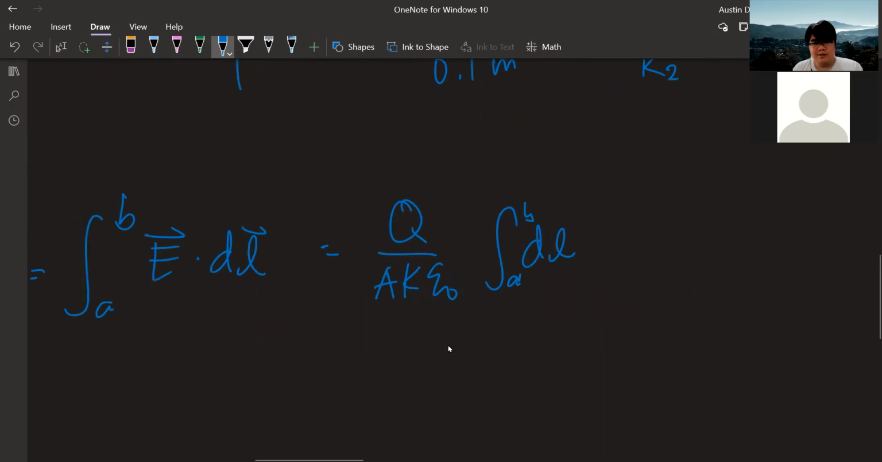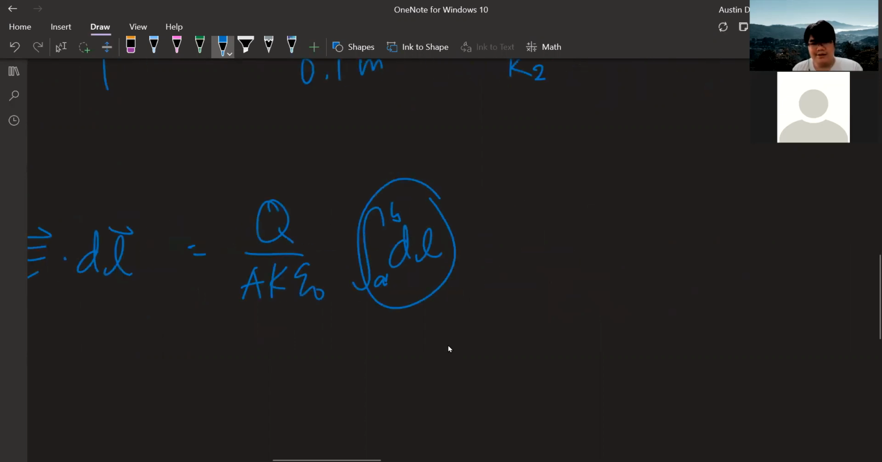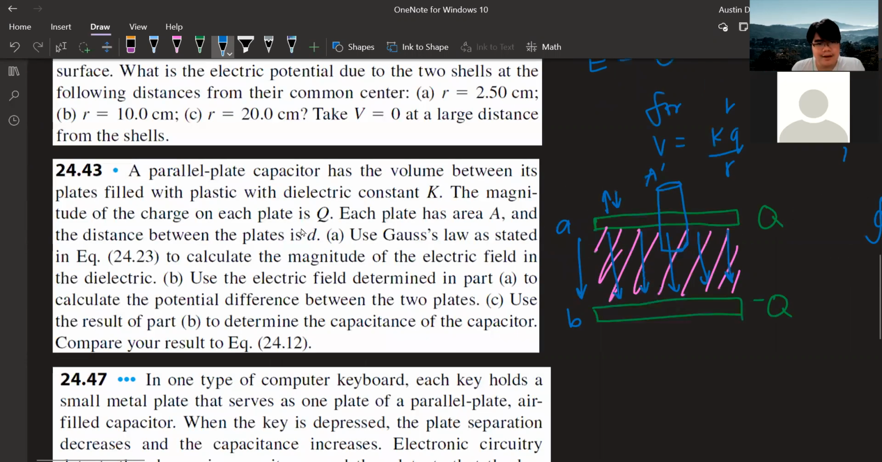Okay. So, this part is just your distance. So, that's QD over A K epsilon naught. Then, okay, given naman yung distance between the plates.